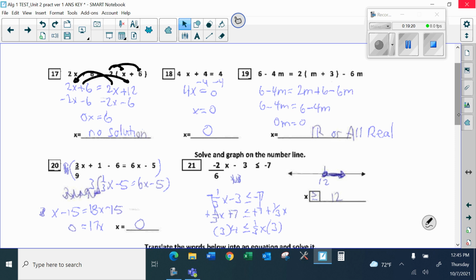Number 18, reverse PEMDAS. Subtract the 4 across. I get 4x equals 0. 4 times what number gives me 0? Only 0, so the answer is 0.